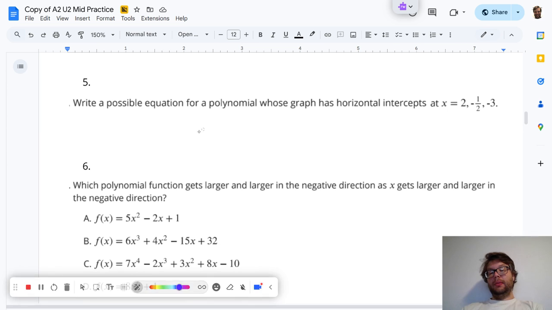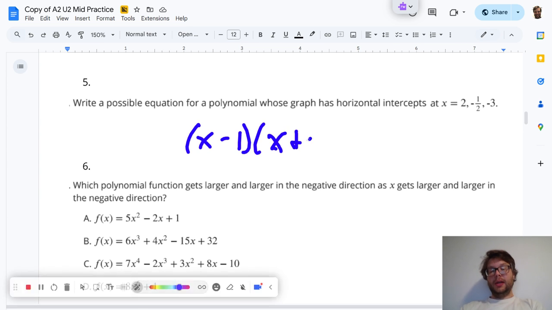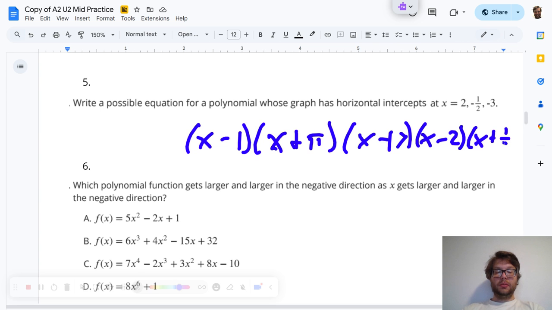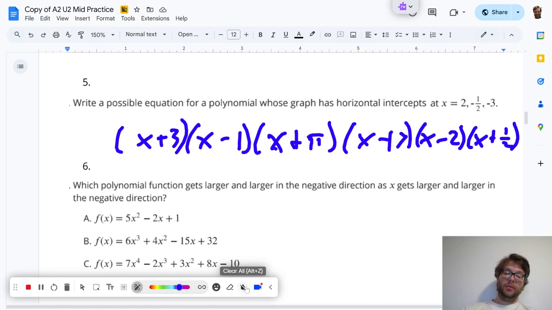Here's even one more that works, just to be a little silly. I could write (x minus 1)(x plus pi)(x minus 17), and then have (x minus 2)(x plus 1/2), and I'll put my (x plus 3) over here. This works, because it doesn't say that those are the only horizontal intercepts. So you could throw extra ones on there. I don't know why you would, but you could.